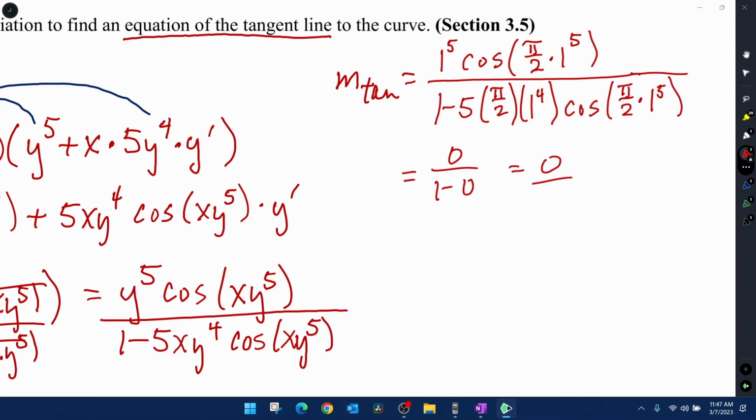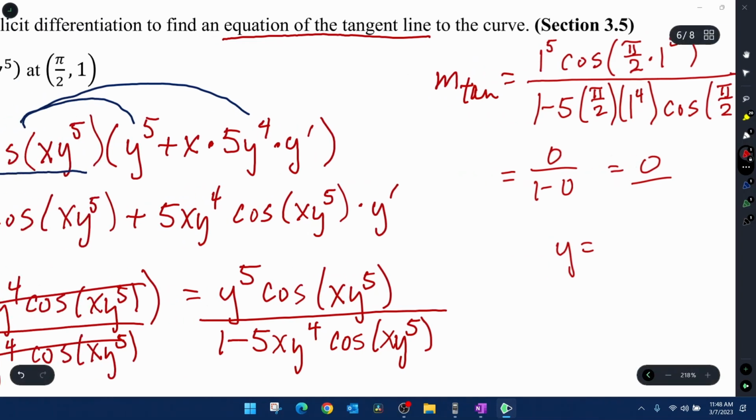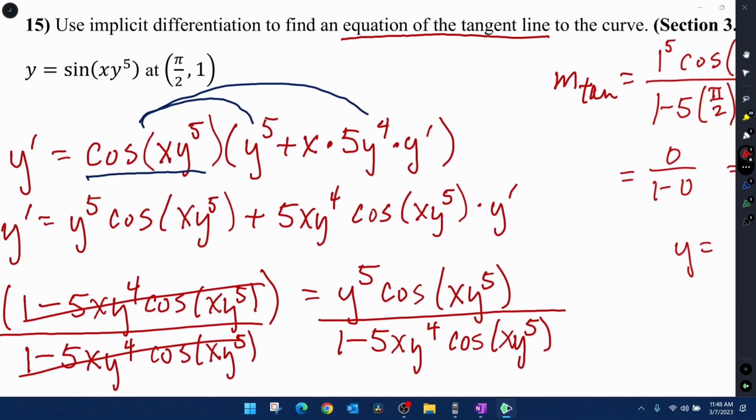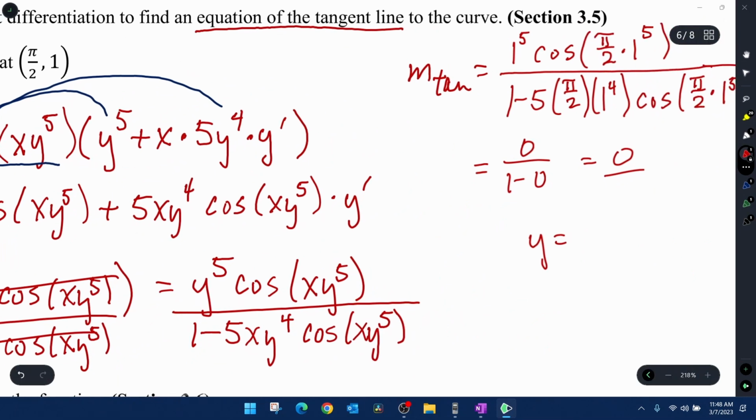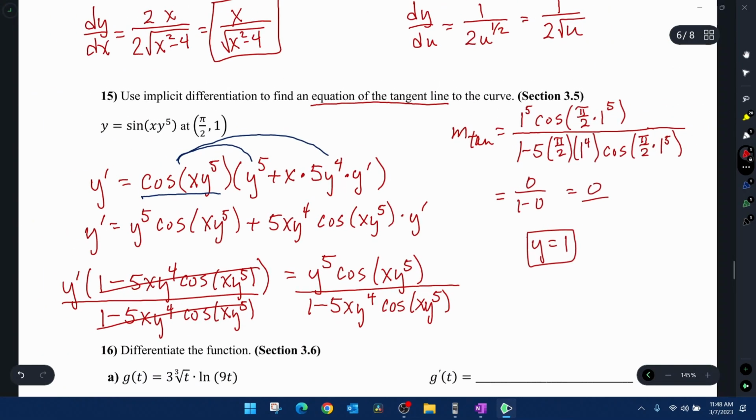Now, what do you know about lines that have a slope of 0? What is the equation of a horizontal line? y equals a number, a constant. What number will the y be? Well, it'll be the y from the ordered pair, because the line has to go through that point. Good grief. Look at all that work we had to do for just y equals 1.